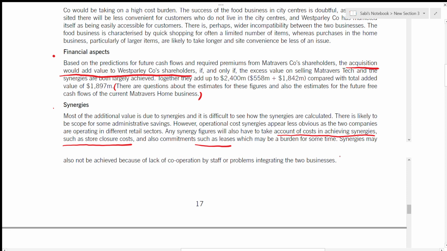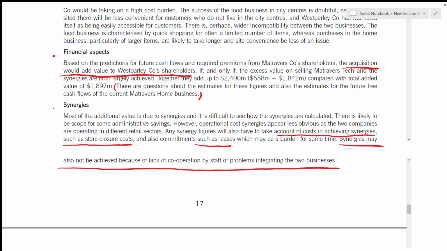Synergies may also not be achieved because of lack of... Quantitative is good. You have done financial, but don't always stick to one thing. Financial values, numbers and all, try to bring more qualitative factors into account too. Your answer has to be a balance of both financial and qualitative values. So synergies may also not be achieved. Why? Lack of cooperation by the staff or problems integrating the two businesses. The culture of the two businesses will be different. It's difficult to integrate culture.